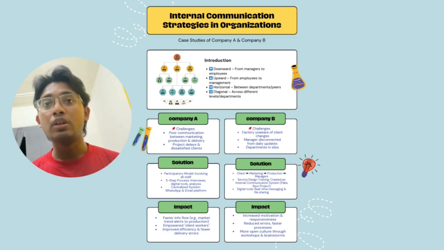The third part would be the horizontal communication. This happens between colleagues or departments at the same level. For example, the marketing and sales team discussing strategies for an upcoming campaign. The last part will be the diagonal communication, whereas this cuts across levels and departments. For instance, an IT technician talks directly with the finance manager to fix a software issue.